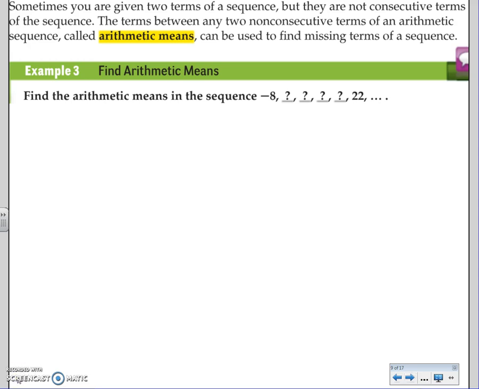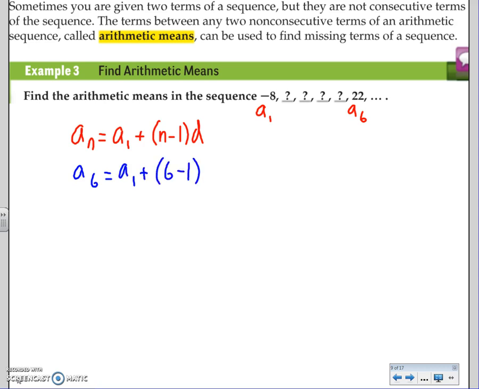So we're still going to use the formula, and actually we'll call this a sub 1, and we'll call this a sub 6, because it's 4 in there, because a2, a3, a4, and a sub 5 are all missing. So our formula, a sub n, here's the normal formula first off, plus n minus 1 times d, but we're going to use it with 6 because we don't know what the rest are. So a sub 6 would be a sub 1 plus 6 minus 1 times d, and we're going to solve this for d.